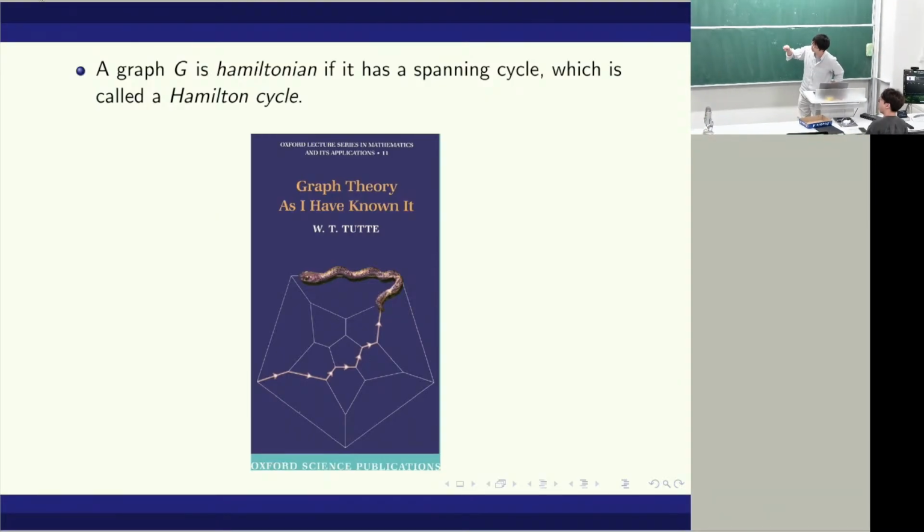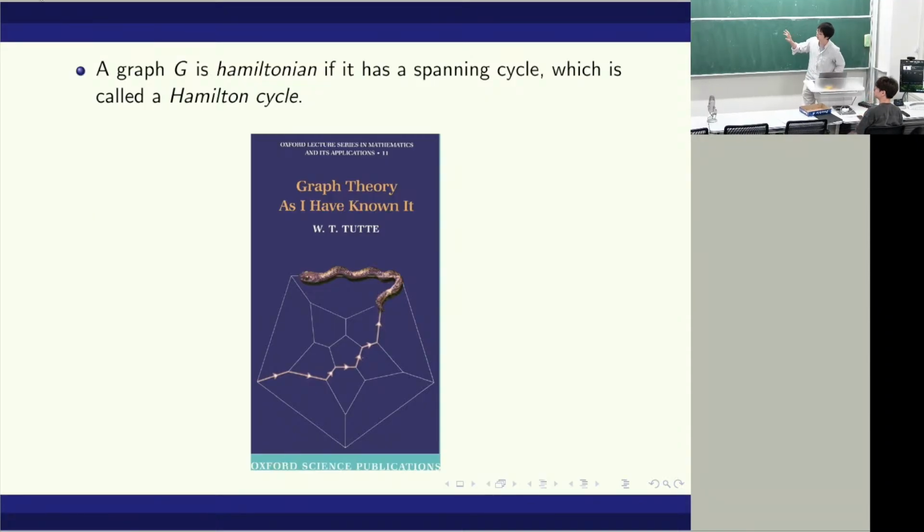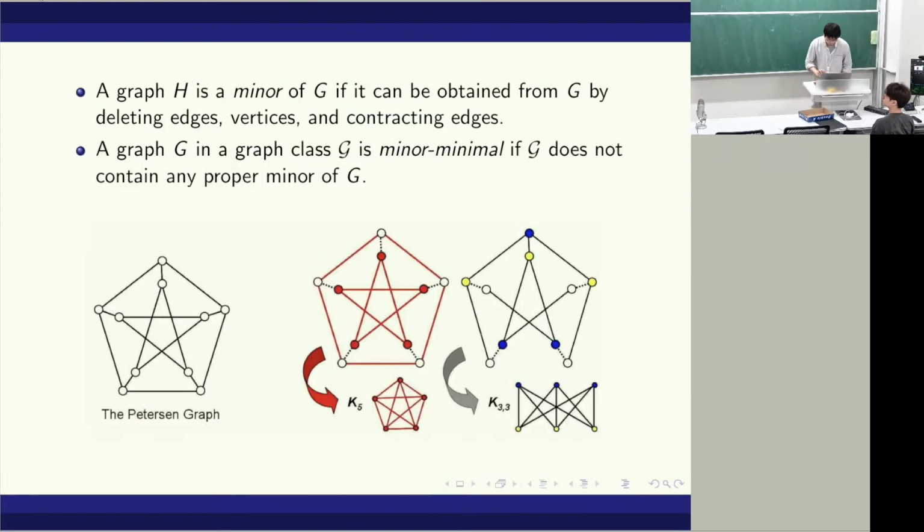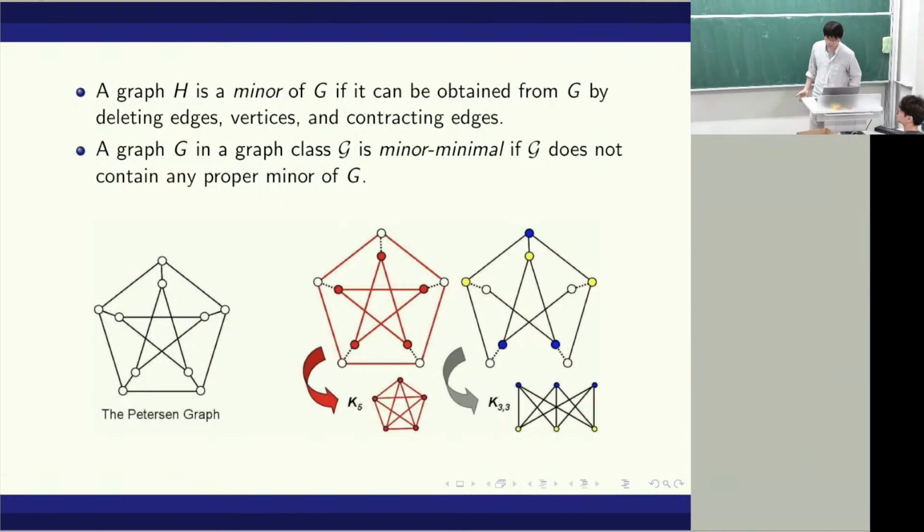This is a book cover about a series of lectures by Tutte. The figure is drawing a snake that wants to travel the dodecahedral graph in the Hamiltonian way. That is the original graph that Hamilton considered. A minor is just the standard notion. For example, the Petersen graph has a K5 minor as well as a K33 minor.